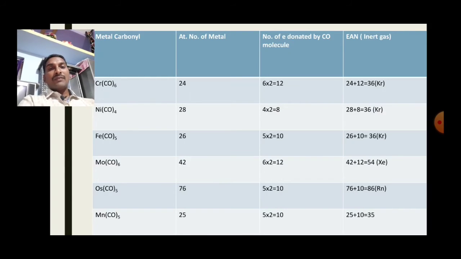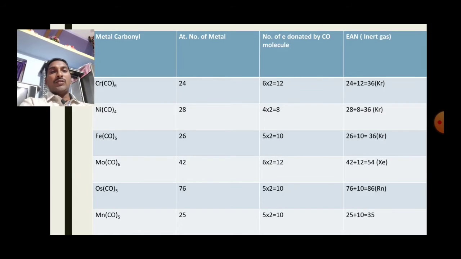Fe(CO)5 is another example. Iron has the atomic number 26. It can gain electrons from the ligands. How many electrons can it gain? 26 is 10 less than the krypton atomic number, so it gains 10 electrons from the carbon monoxide. 10 electrons means 5 carbon monoxide molecules, 5 times 2, that is 10. As a result it acquires the krypton atomic number.